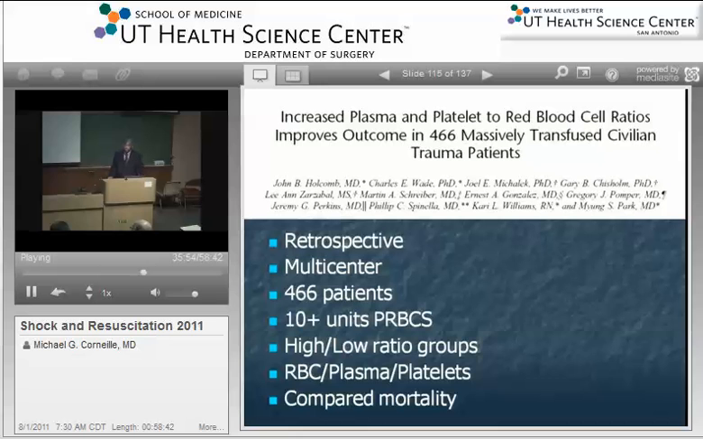This is a study that we participated in here. Dr. Mahalik's one of the authors in the audience here. This was a retrospective multi-center study which included 466 patients who were massively transfused. So that's patients that received 10 or more units of red cells. And patients were divided into groups based on the ratio of components that they received.